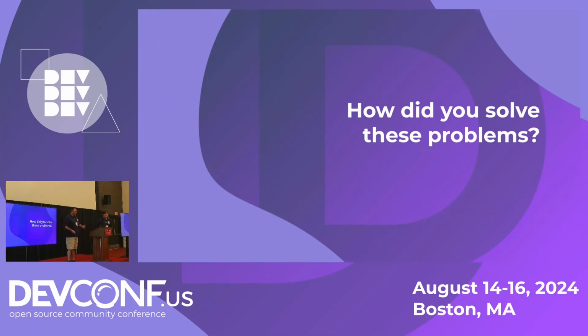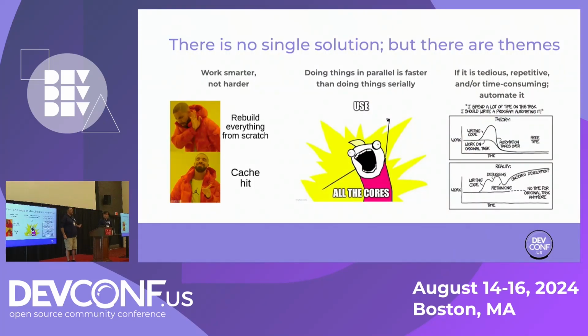how did we solve these problems? First of all, let me just say that there was no singular solution to this. But as we solved these, a bunch of themes emerged. So the first one is work smarter, not harder. If you've done the build, keep your build artifacts around. You can use them again later.